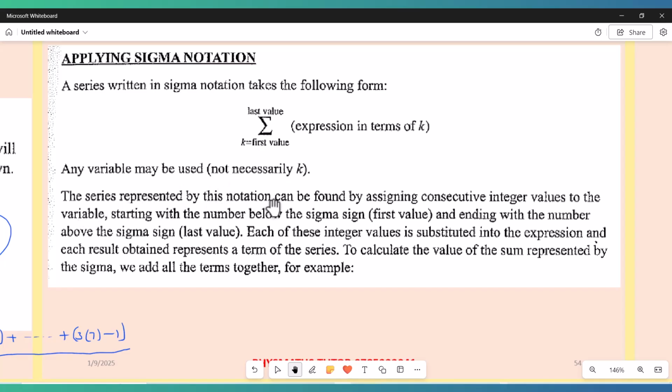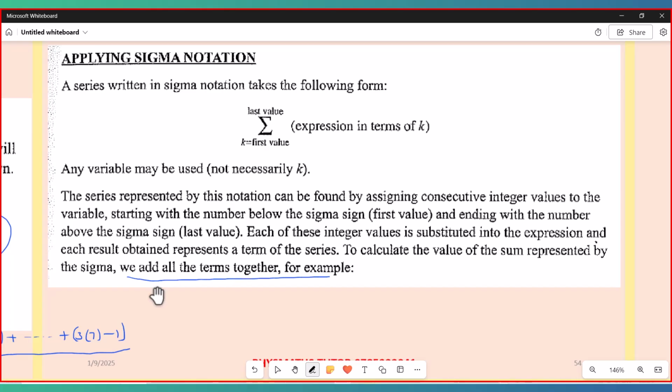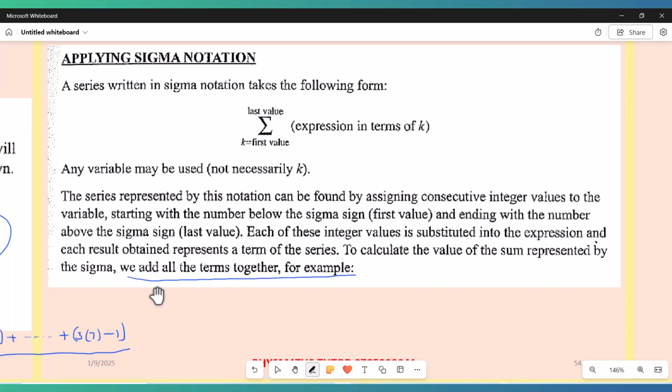The series represented by this notation can be found by assigning consecutive integer values to the variable, starting with the number below the sigma notation, which is called the first value, and ending with the number above the sigma notation, the last value. Each of these integer values is substituted into the expression, and each result obtained represents a term of the series. To calculate the value of the sum represented by the sigma, we just add all the terms together. We're going to see examples shortly, but I hope we are together for now.